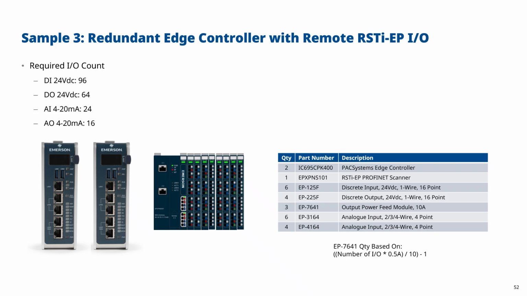So again, a nice simple architecture, 2 CPUs which are self-contained. Notice I've gone for the CPK400, which includes the energy pack, and then I've got my single I/O drop, and that can use PROFINET with MRP for redundancy. So because it's redundant CPUs, I've had to go for the EPX PNS101, but now I have a fault-tolerant network, hot standby CPUs, and simplex I/O.